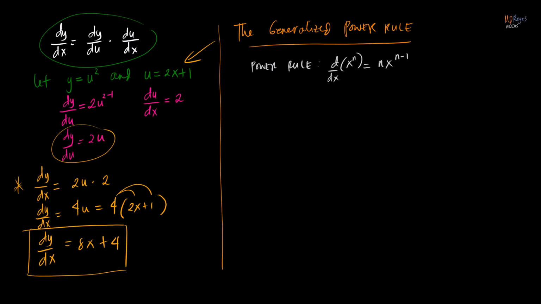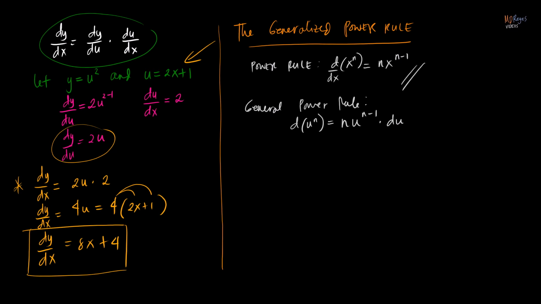Now this power rule is just for a base x. For any base u, the generalized power rule would be written in this way. The derivative of u to the n is equal to n, so still bring down the exponent, copy the base, this time it's u, and then subtract 1 from the exponent. This time you have to differentiate the base with respect to any independent variable.